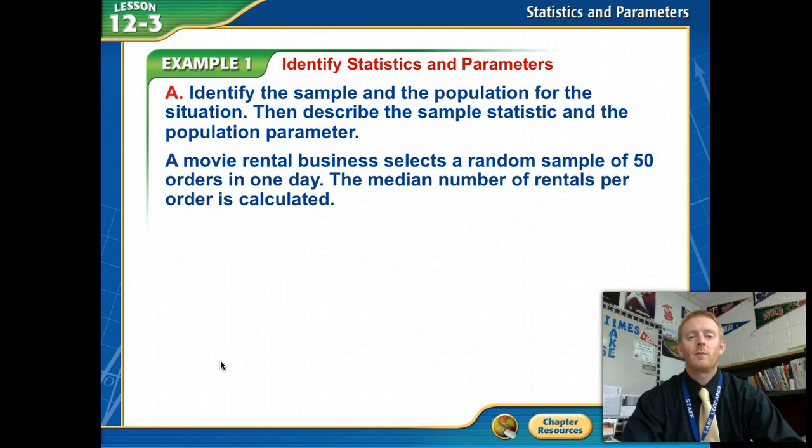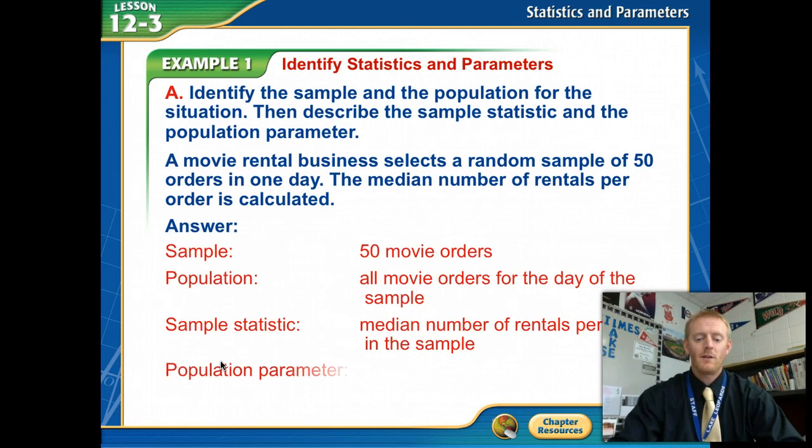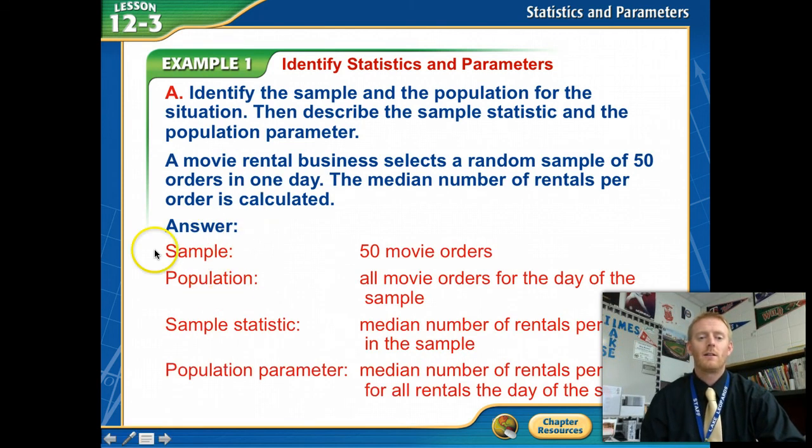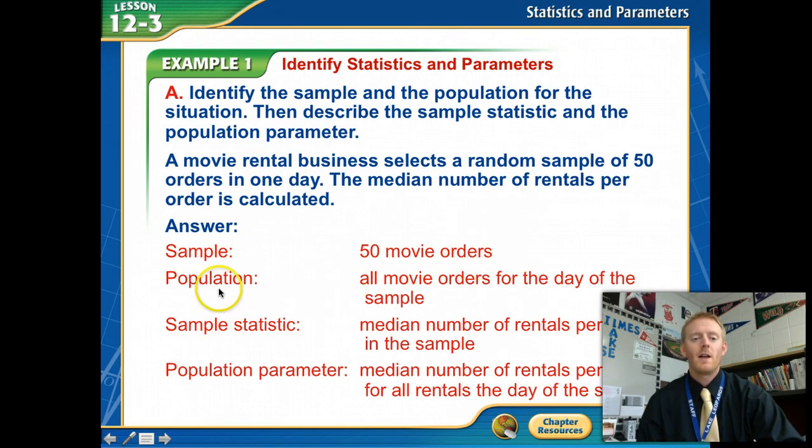A movie rental business selects a random sample of 50 orders in one day. The median number of rentals per order is calculated. So when we identify those four things, we're going to use the information that was provided here. The sample would be all 50 movies that were ordered from that one day, and the population would be all of the movies for the entire day. So the sample is only the 50, and the population would be all of them.